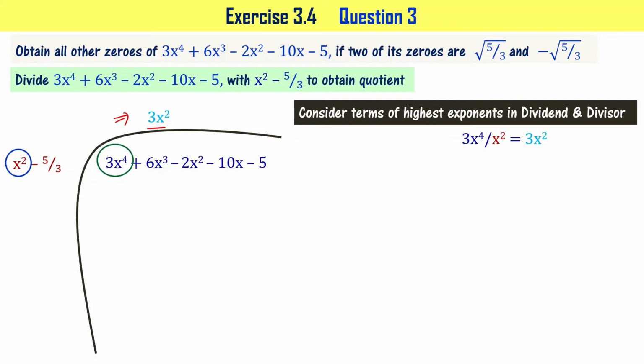Let me multiply x^2 - 5/3 by 3x^2. When I do that, x^2 times 3x^2 is 3x^4, right? Minus 5/3 times 3x^2 is going to be minus 5x^2. The reason is that this particular 3 and this particular 3 get cancelled. That's how you get minus 5x^2.